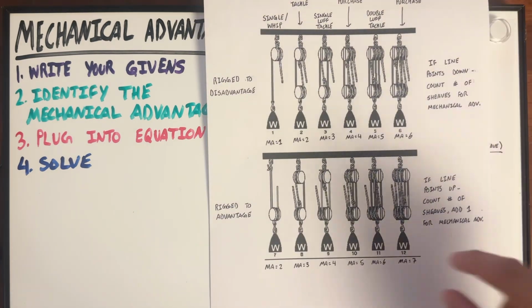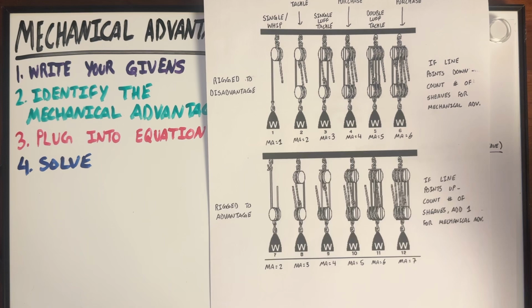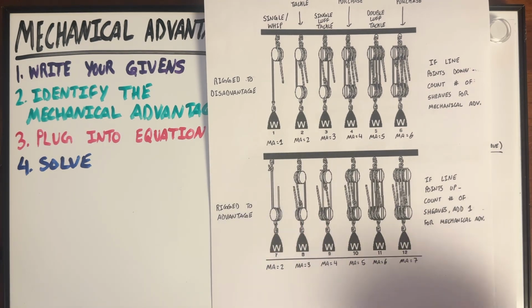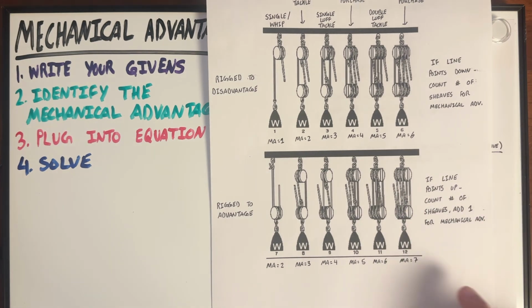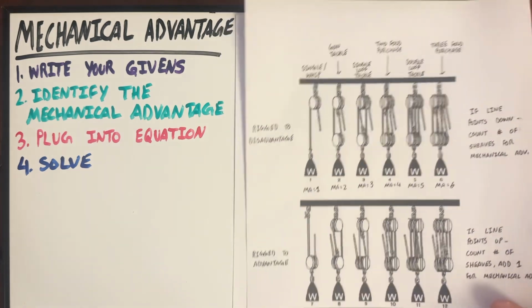If the frayed end is pointing upwards, you count the number of sheaves and add 1 for the mechanical advantage. So again, 1 sheave, but the frayed end's pointing upwards, the mechanical advantage is 2. So on and so forth. One more example, 6 sheaves with the frayed end pointing up, the mechanical advantage is 7. So upwards is rigged to advantage, downwards is rigged to disadvantage.